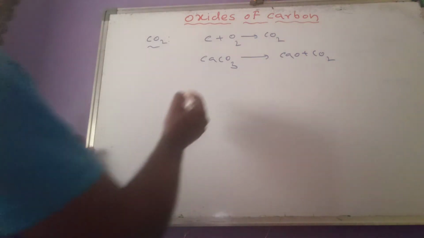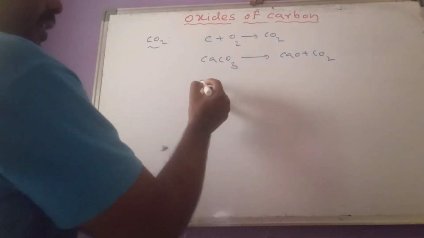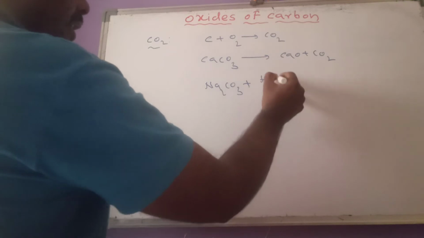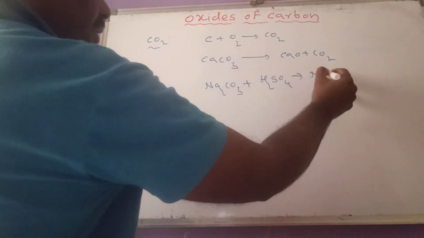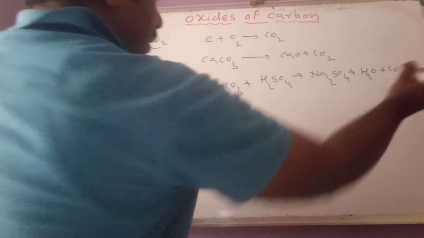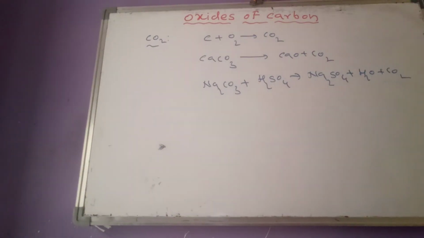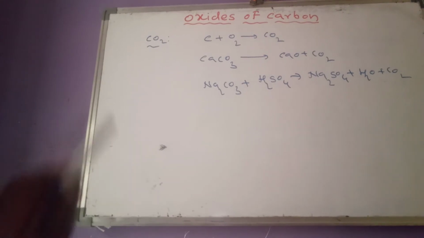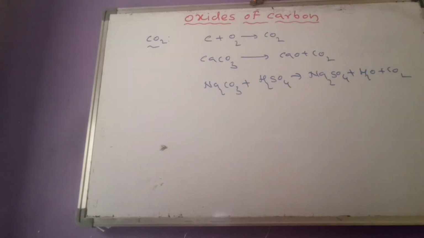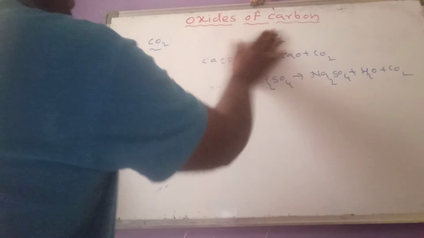So now let us see here. Consider any one carbonate, Na2CO3. When treated with H2SO4, we get Na2SO4 plus H2O plus CO2. Like that, metal carbonates and bicarbonates, when treated with sulfuric acid, produce carbon dioxide. So these are the different methods for the preparation of carbon dioxide.